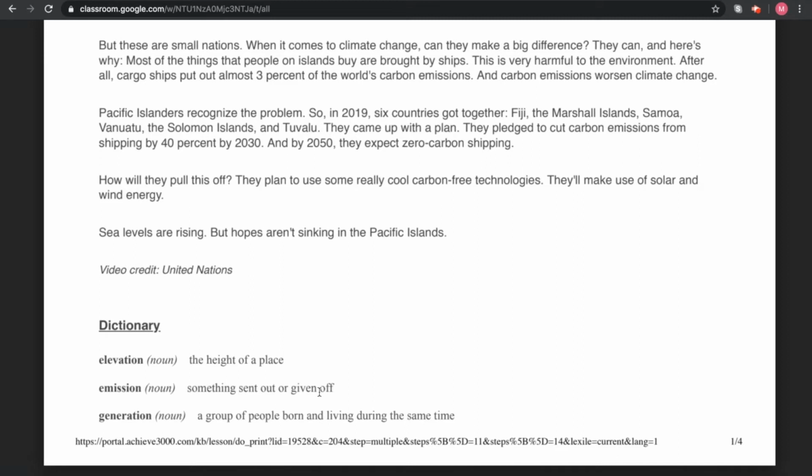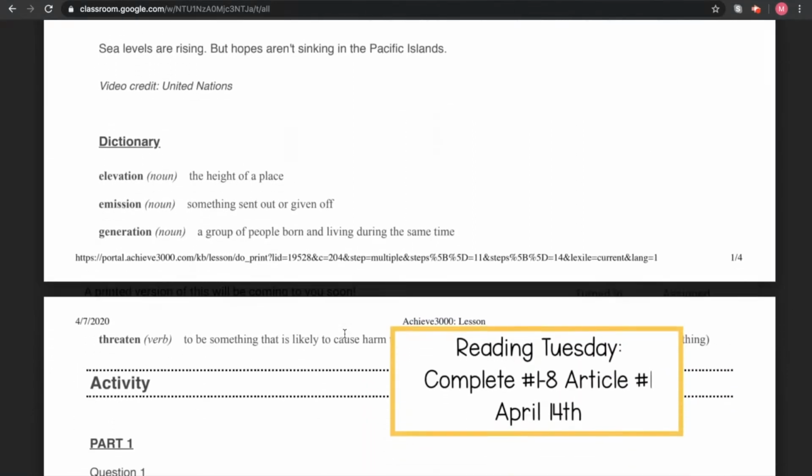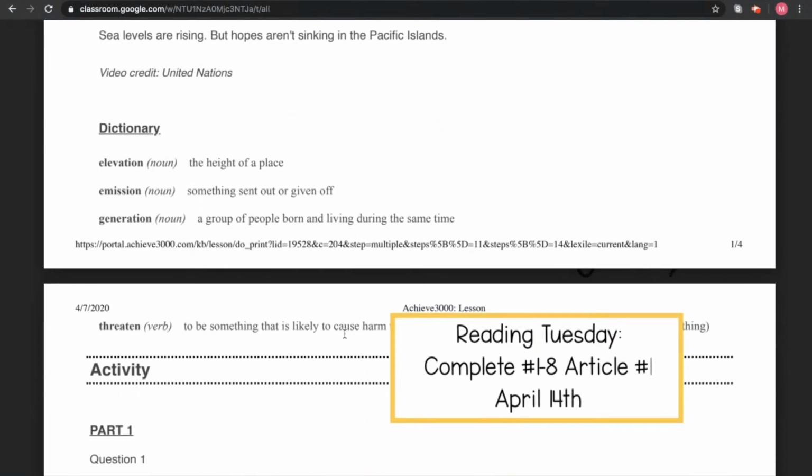Lastly, it says generation, and they're saying that is a group of people born and living during the same time. So it said the last generation. They're talking about a group of people that are born and living during this time. That means this time as in right now. If you hear it, your grandparents are their own generation, your parents are in their own generation, and then you and your siblings would be their own generation.